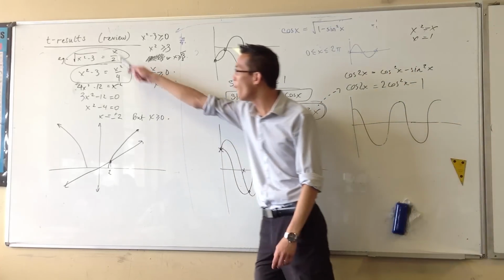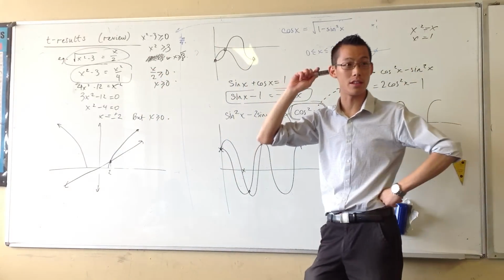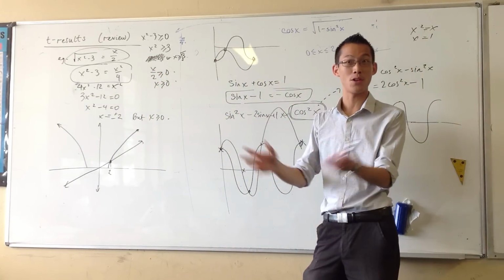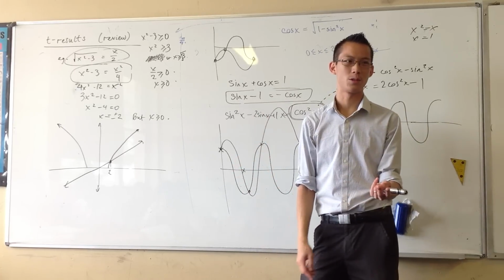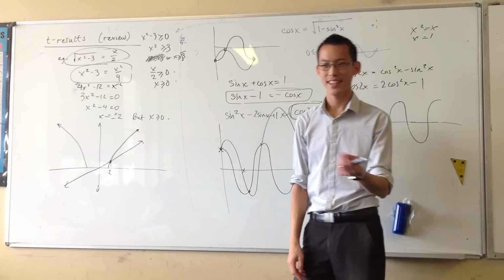So always be wary. It's the same when you're solving inequalities, right? You can't just square everything and it'll be okay. All right. That's why we learn t-results. That's why we learn auxiliary angle. Okay. Thank you.